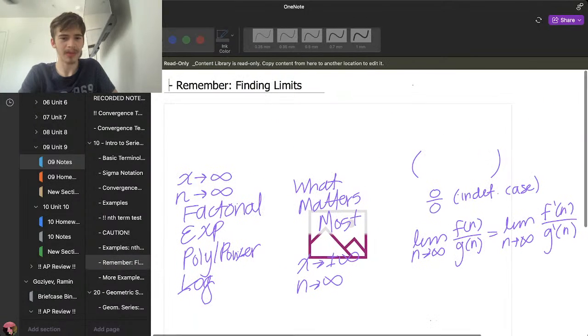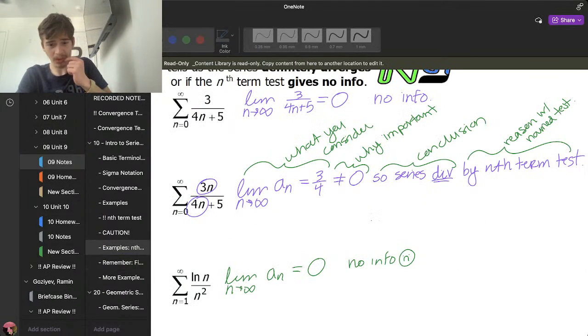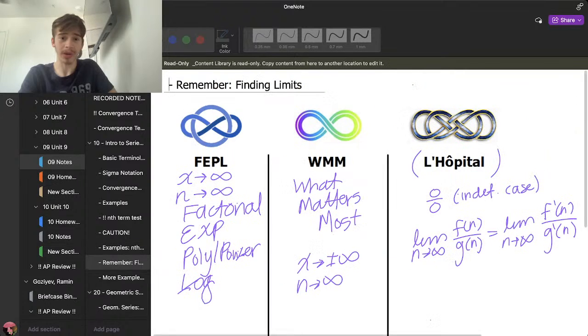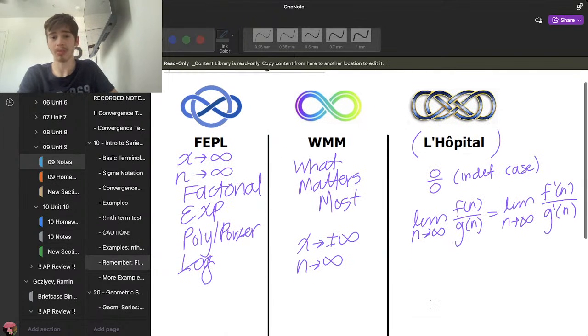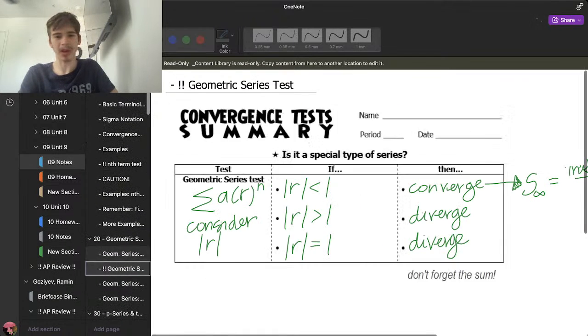Examples. Most of it is limits. If you know how to do your limits and FEPL, it goes back to unit 1 as I said. Use them as needed.